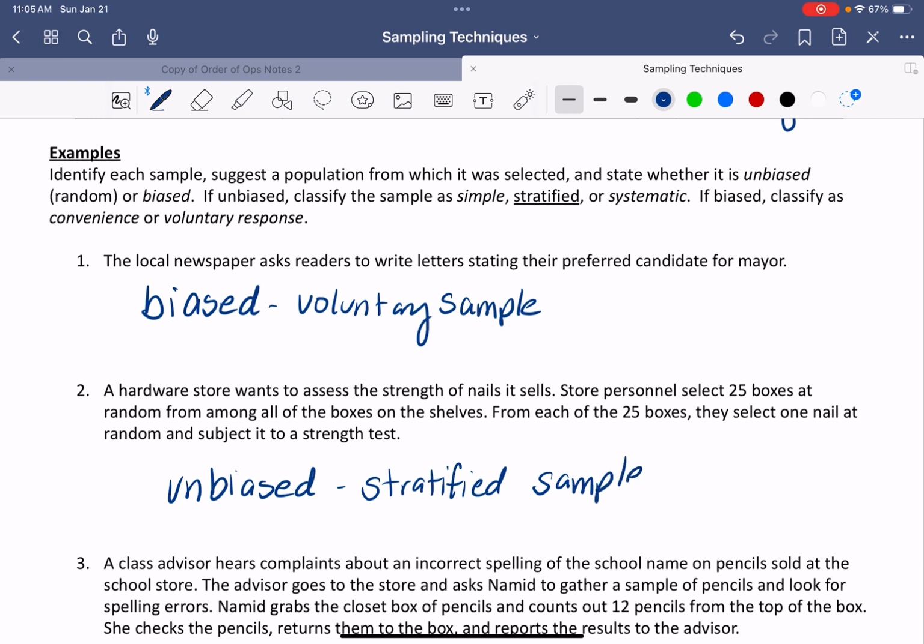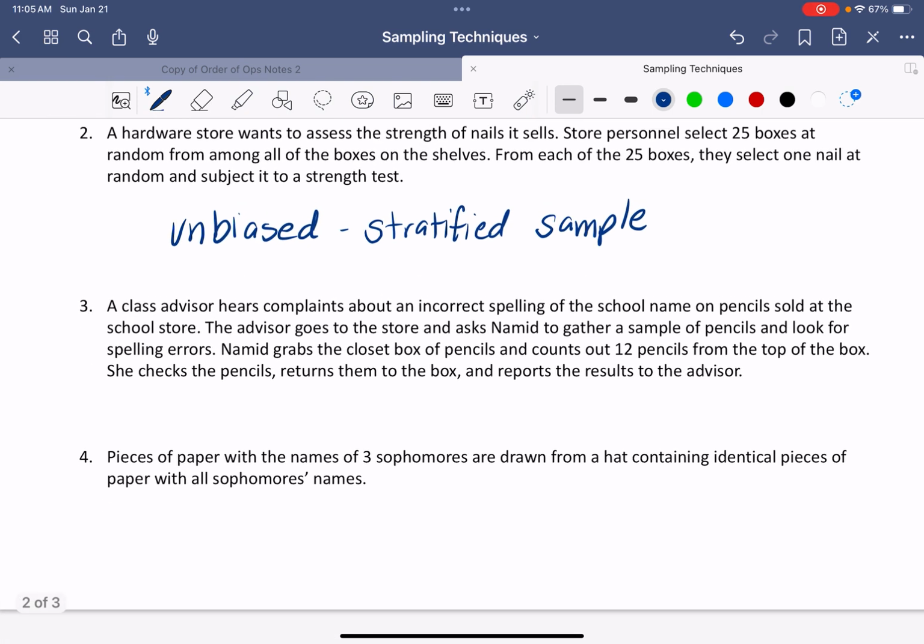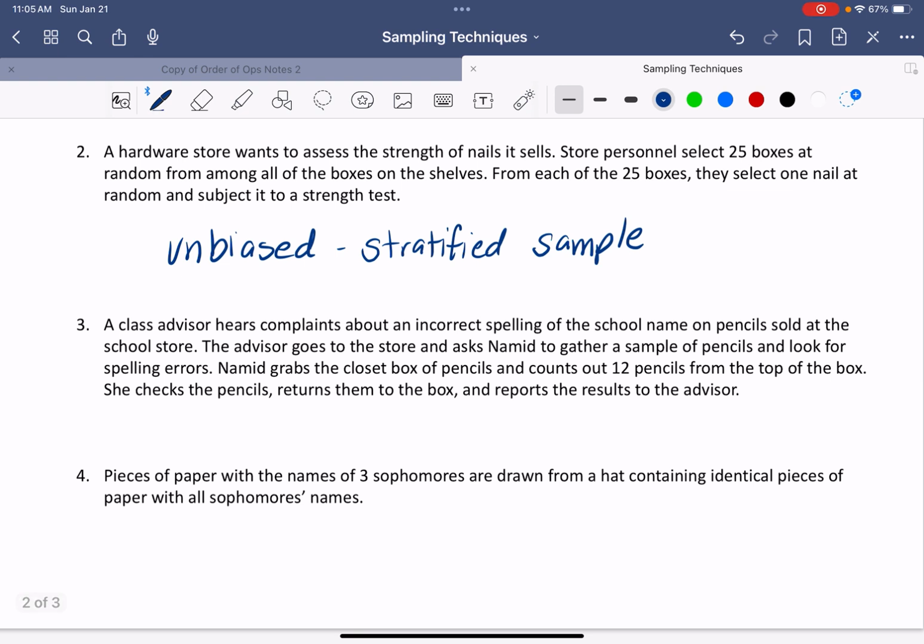Okay. All right. Just 2 more really quick. I know this is a long lesson, so thank you for hanging in there with me. So the third example, a class advisor hears complaints about an incorrect spelling of the school name on pencils sold at the school store. The advisor goes to the store and asks Namid to gather a sample of pencils and look for spelling errors. Namid grabs the closest box of pencils and counts out 12 pencils from the top of the box. She checks the pencils, returns them to the box, and reports the results to the advisor. What do you think Namid did? What sample strategy did she use?